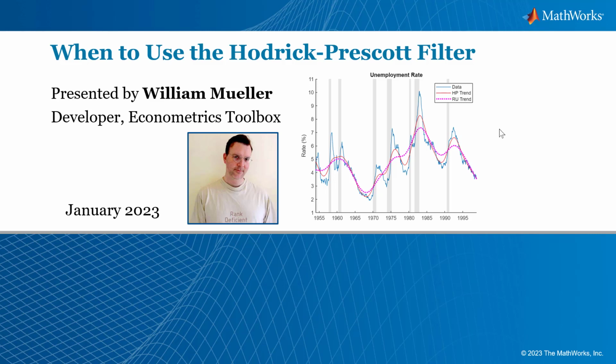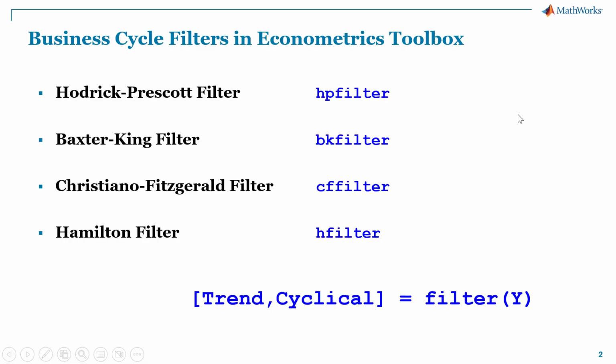I'm a developer for Econometrics Toolbox at MathWorks, here to talk about when to use the Hodrick-Prescott filter. So the Hodrick-Prescott filter is what we call a business cycle filter. It's one of 4 business cycle filters that are available in Econometrics Toolbox as of the 2023A release of MATLAB.